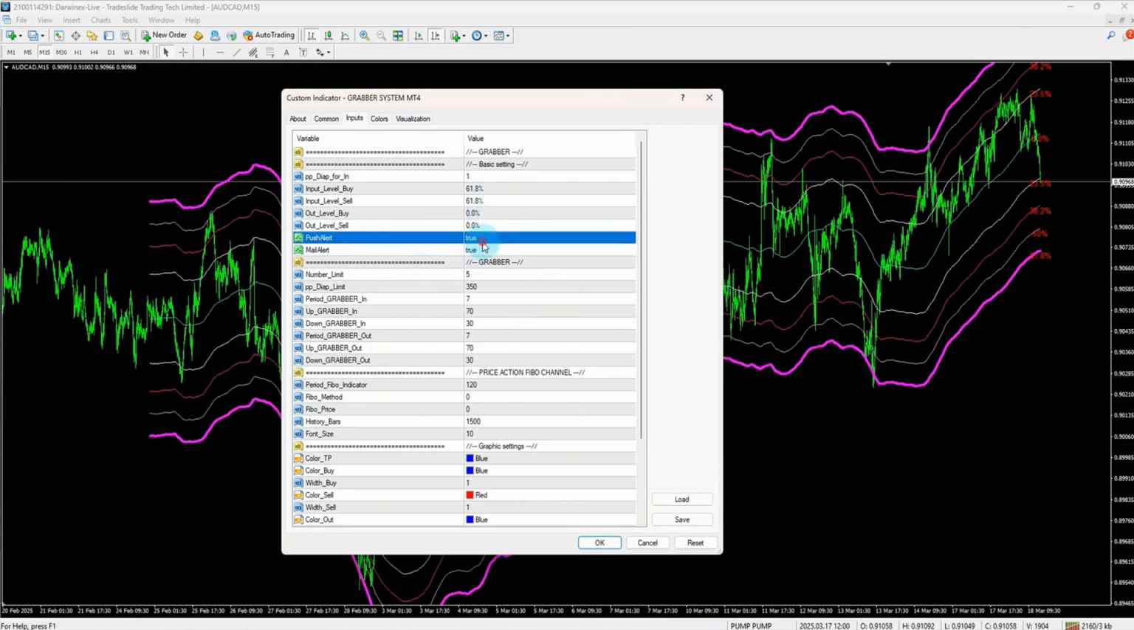And here we also have two more variables, which are push alert and mail alert. The indicator, when a signal for buying, selling, or closing a trade occurs, will send you push notifications to your mobile terminal or email. So let's move on.